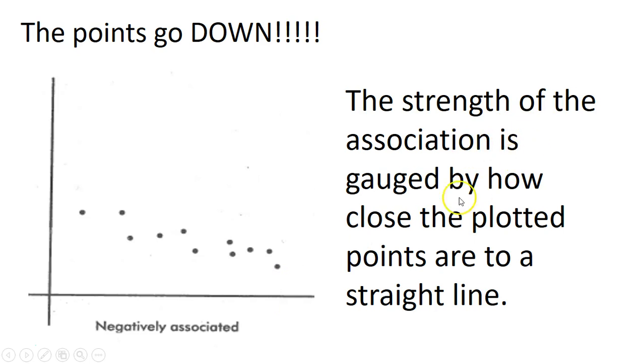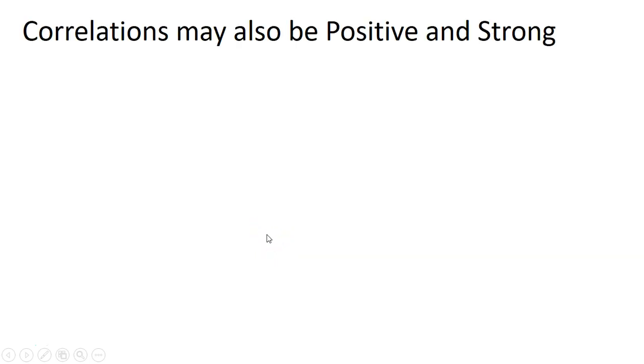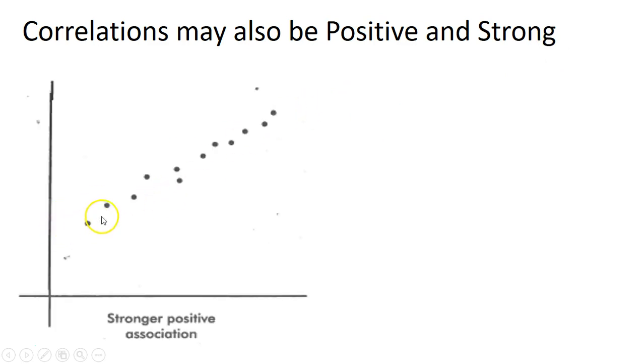The strength of the association is gauged by how close the plotted points are to a straight line. So the closer they are to a straight line, the stronger it is. Correlations may also be positive and strong, right? Because it's going up and it's strong. There you go. That's pretty close to a straight line. It's not quite a straight line, but I mean, it's pretty close.